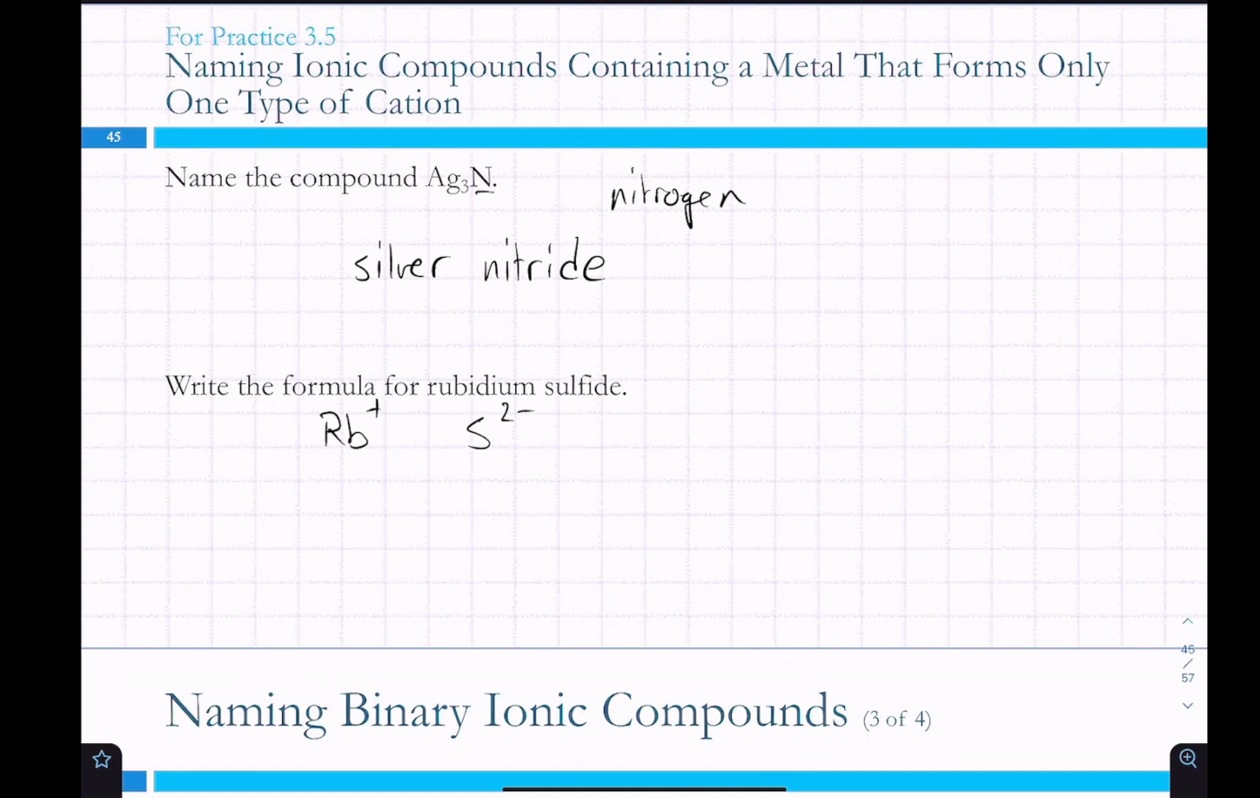So how many of each do we need to make the charges balance? Rubidium 2, sulfur 1. Rb2S. Yes, we need more than one Rb, so it's Rb2S. Okay.